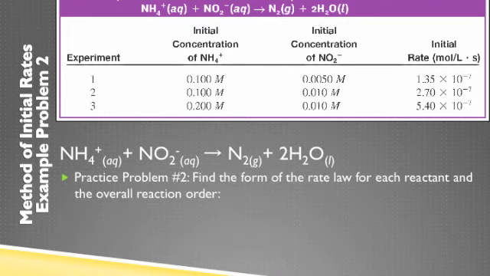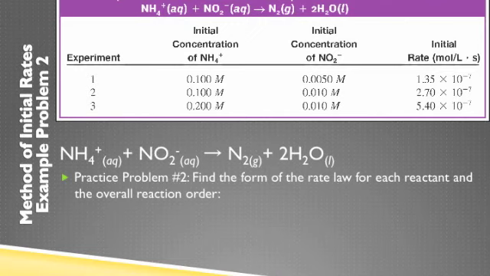rates. So let's use practice problem 2 to show how to use this method of initial rates to solve for the rate order of each of the reactants. Find the form of the rate law for each reactant and the overall reaction order. So when the problem is asking for form, they are actually asking for rate order. To solve this problem, we need to compare the results in the reaction. So let's look at our data table.